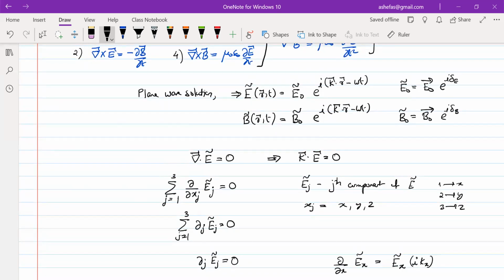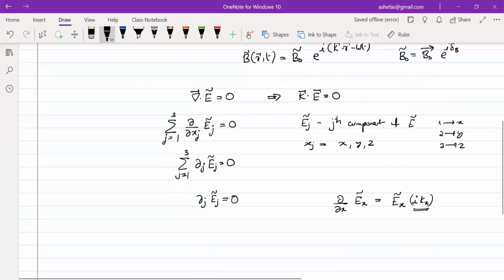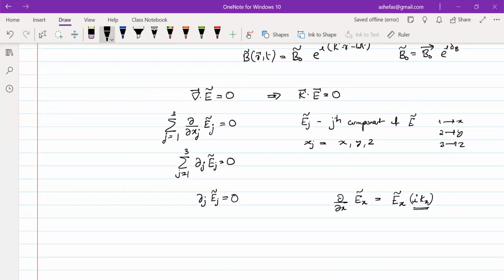Then again, this exponential factor will be common, e raised to i(k dot r minus omega t). This k dot r contains three terms: kx times x, ky times y, and kz times z. So if you differentiate this exponential with respect to x, you will get the same exponential times i kx. That i kx I would write outside. So the dou by dou x of Ex tilde is Ex times i kx.